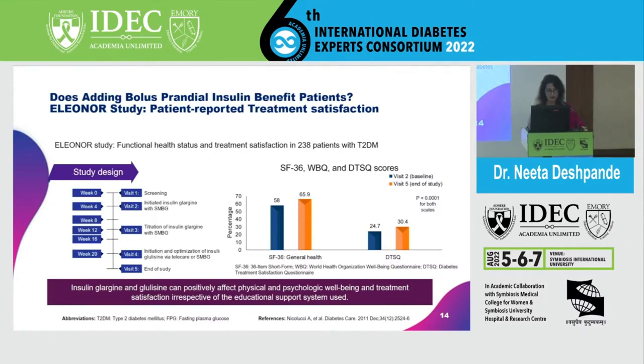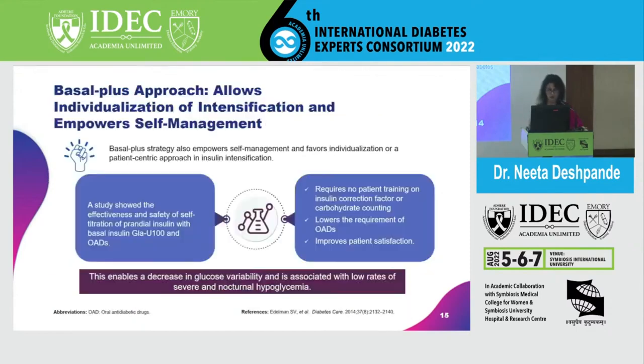And what was found was that insulin glargine and glulisine, when given as basal bolus, can positively affect the physical and psychological well-being and treatment satisfaction irrespective of the educational support system used. So this is what the study proves. So the basal bolus approach allows individualization of intensification and empowers self-management.